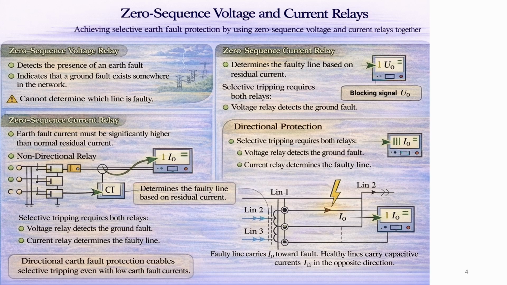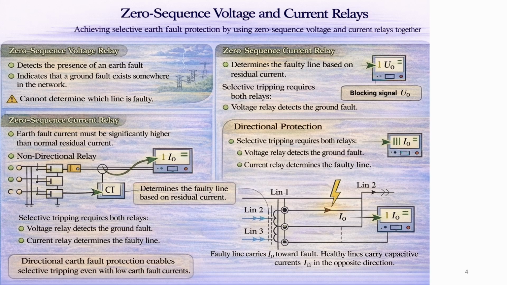If the earth fault current is small, non-directional relay may not be sufficient. In such case, directional zero-sequence current relays are used. Directional relays determine the direction of earth fault current flow. The faulty line is identified because the zero-sequence current direction is opposite to the healthy lines. This principle is illustrated on the diagram.